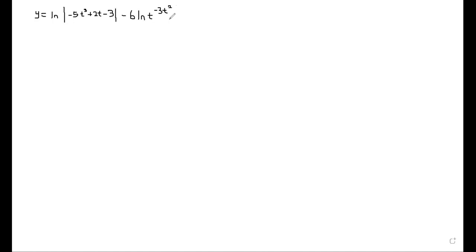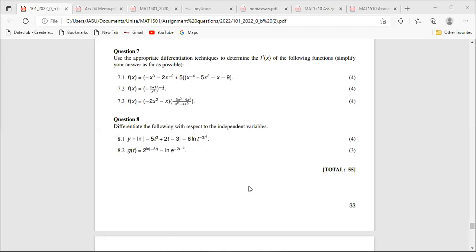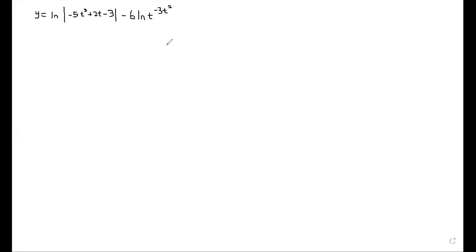Okay, so let's see if we copied it correctly. y is equal to ln absolute value of negative 5t cubed plus 2t minus 3, close the absolute value, minus 6 ln t to the power negative 3t squared. Okay, good. So we copied it correctly. They say we must differentiate.